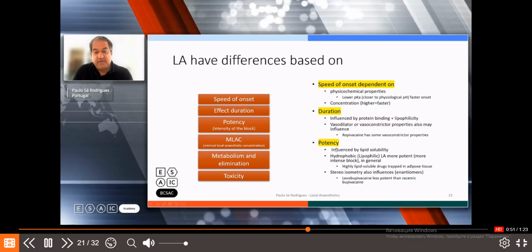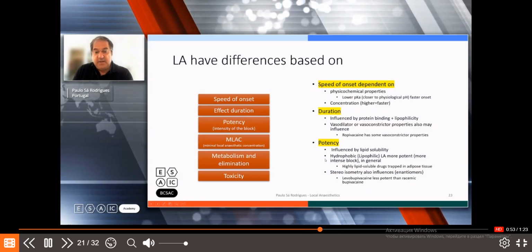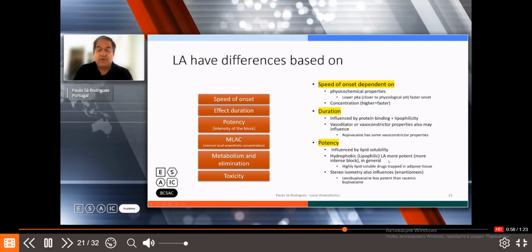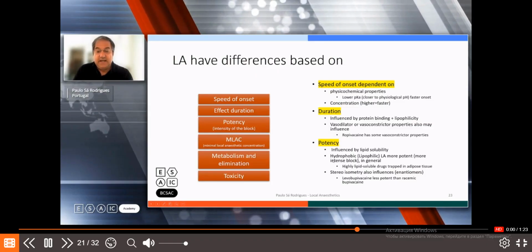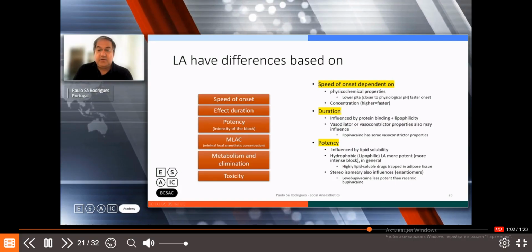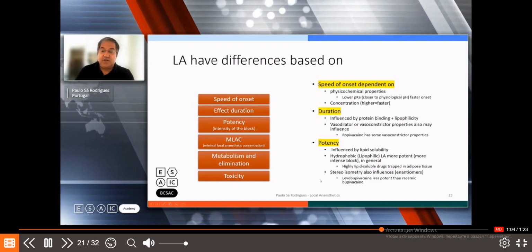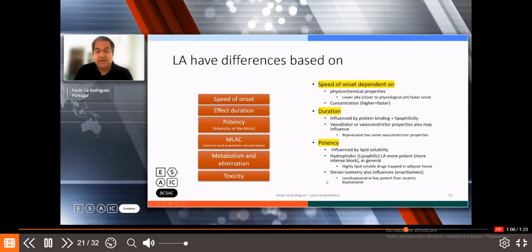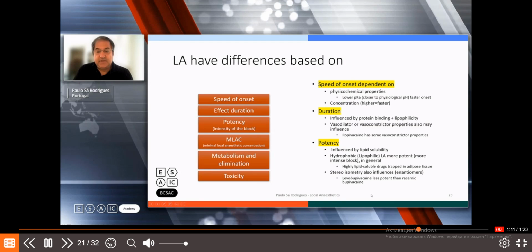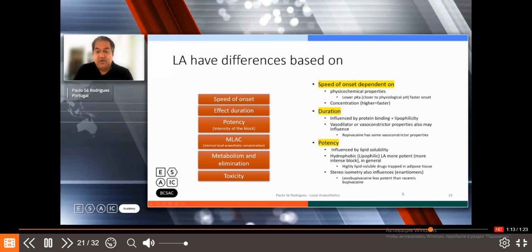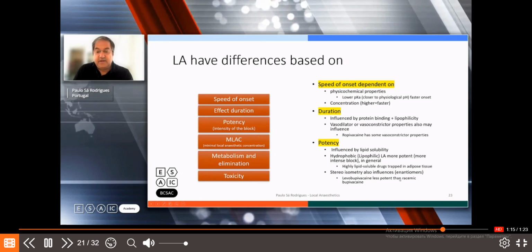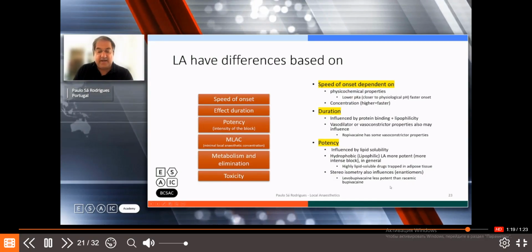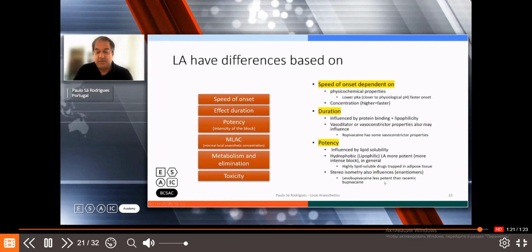Potency will be influenced by lipid solubility, and lipophilic local anesthetics will be more potent. Highly lipid soluble drugs will be trapped in adipose tissue, so being available locally for producing their effects. And also levobupivacaine, the enantiomer, is less potent than racemic bupivacaine, as we said before.